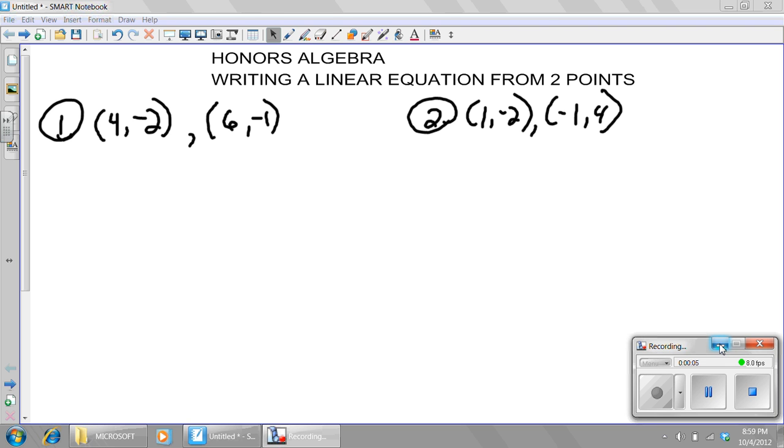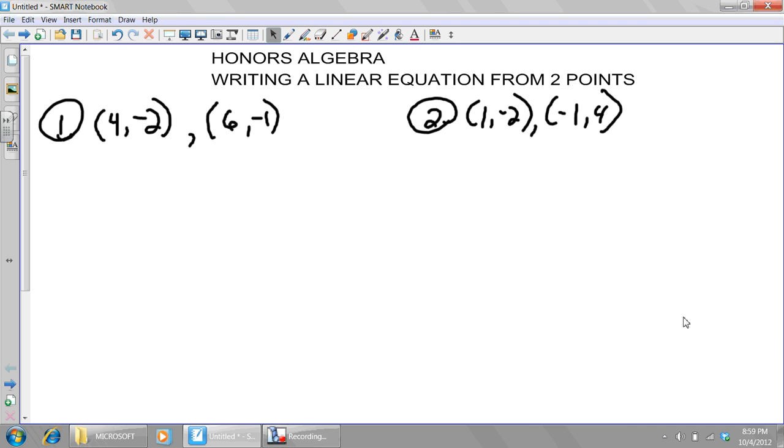Guys, Algebra, Mr. Lawrence here with a flipped lesson for you. Now, you learned how to write equations of lines when you knew the slope and the y-intercept. Sometimes you had the line drawn and you counted the slope and you found the y-intercept and you were able to write the equation in the form of y equals mx plus b, right?